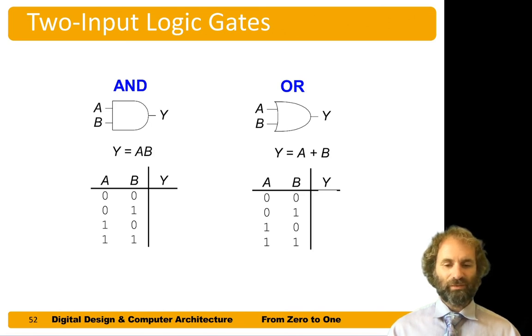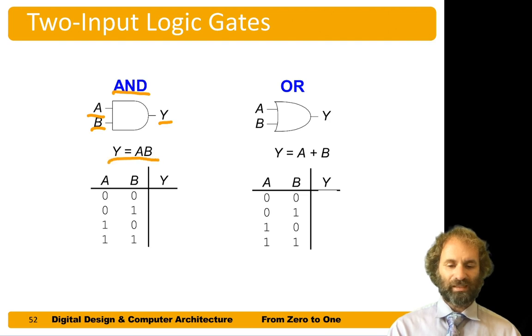With two inputs, we get a little bit more interesting. The most common two input gates are AND and OR. An AND gate produces a true output only when both inputs are true. So the inputs are A and B, the output is Y, and the Boolean equation is Y equals A and B, written just like multiplication.